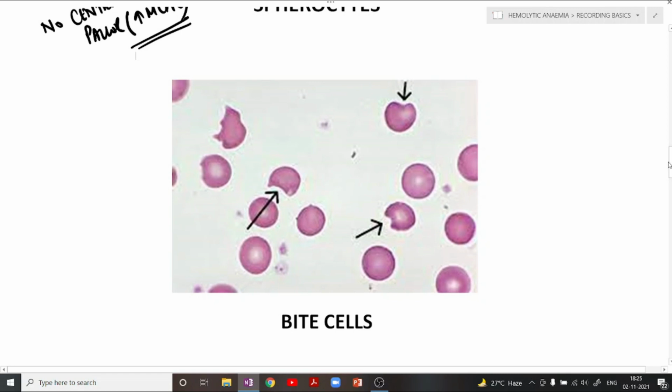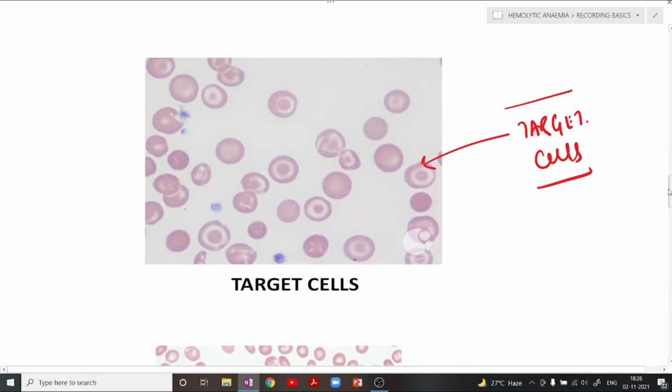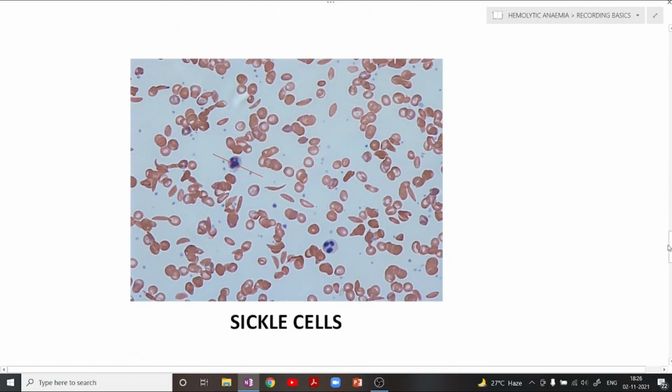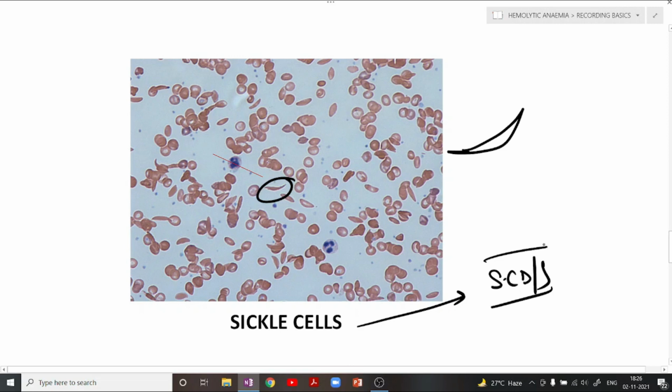Now if you can see, these are bite cells. They are called bite cells because it is as if someone has taken a bite of this RBC. More in detail we will read about them when I teach you G6PD deficiency. This is classically seen in G6PD deficiency. Target cells, as I already told you, are very non-specific, but seen in thalassemia mainly. Let me show you, there are certain RBCs over here which have been irreversibly sickled. Sickle means a shape like a sickle, like this, and these sickle cells are classically seen in sickle cell disease or sickle cell anemia.